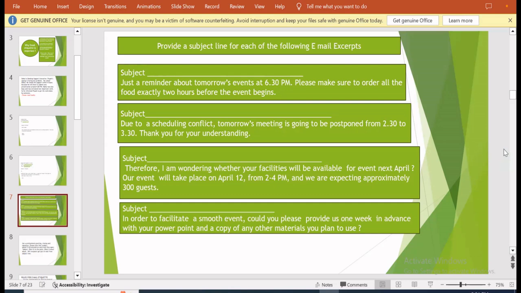Availability of faculty for next April with approximately 300 guests. Faculty, where is the faculty coming? So, confirming the availability for the event on April 12th. Yes, anyone?